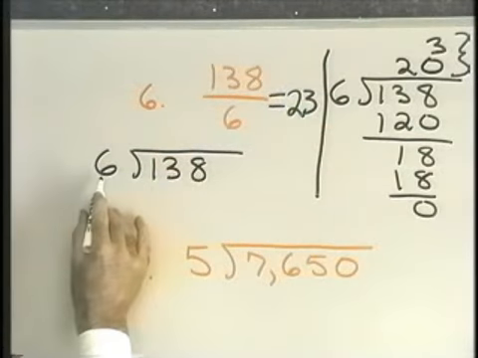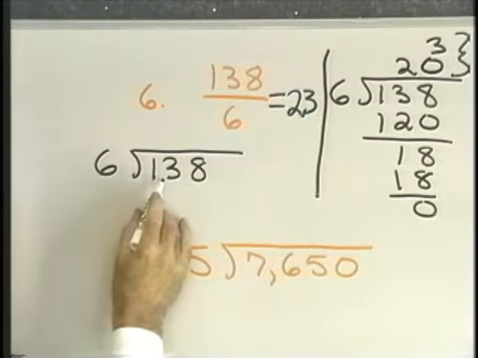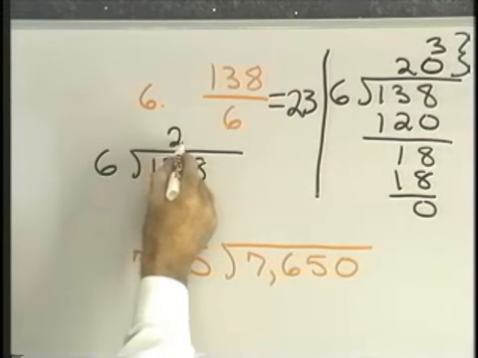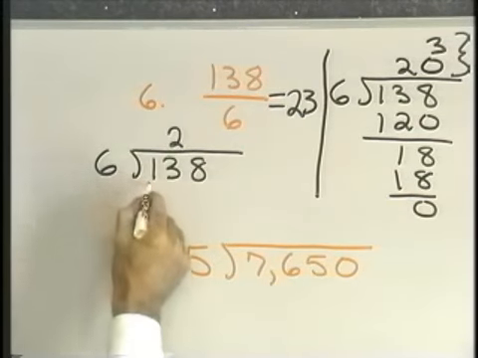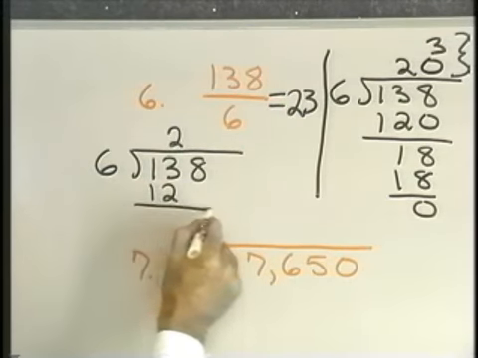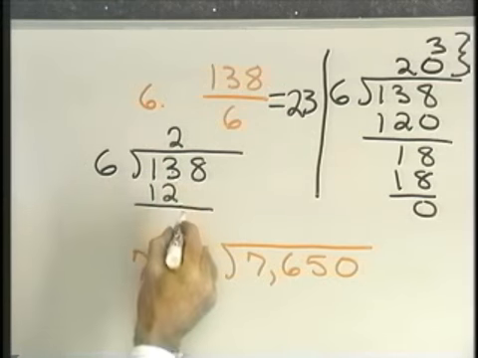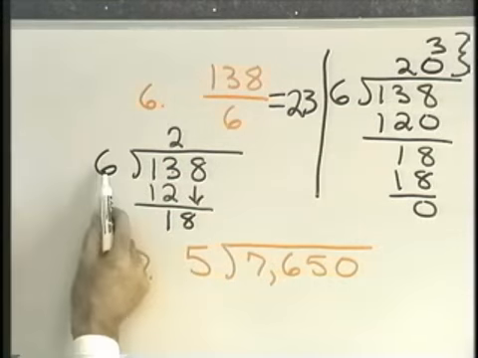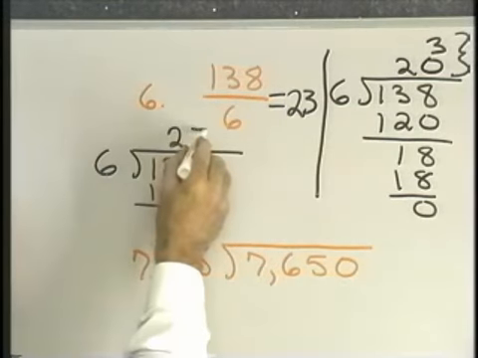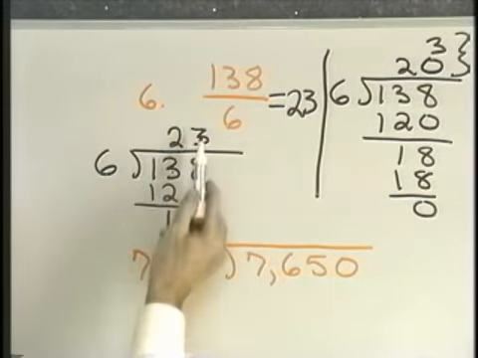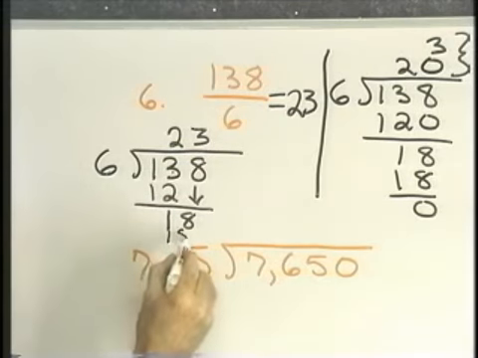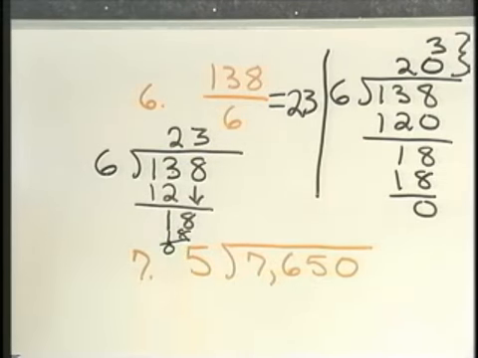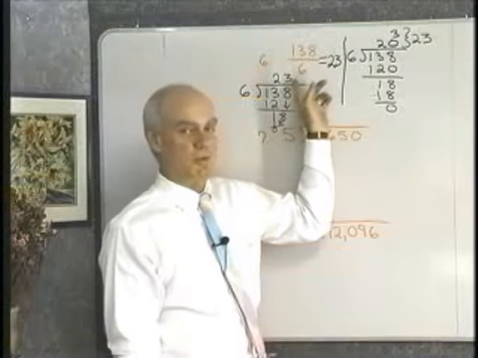138, or 138 divided by 6, I'll say 6 divides into 13 twice. Then I multiply. 2 times 6 is 12. I subtract. 3 subtract 2 is 1, and I bring down the next number, 8. Now I divide 6 into 18. It goes 3 times. I write the 3 right there. 3 times 6 is 18. I subtract and get 0, and that's why my answer is 23.